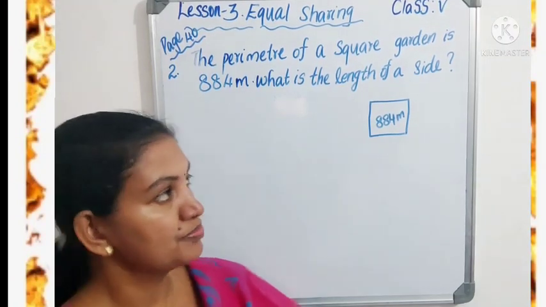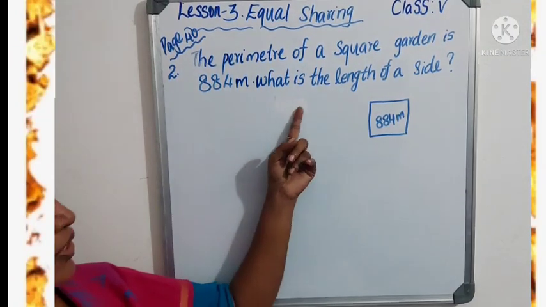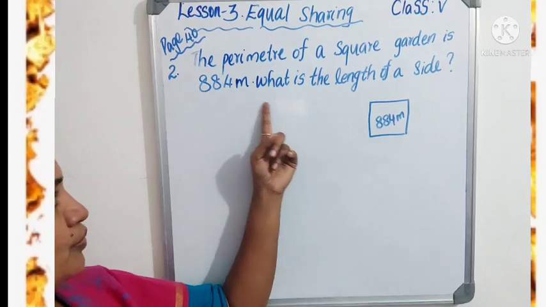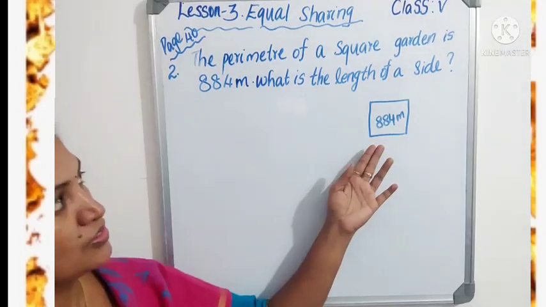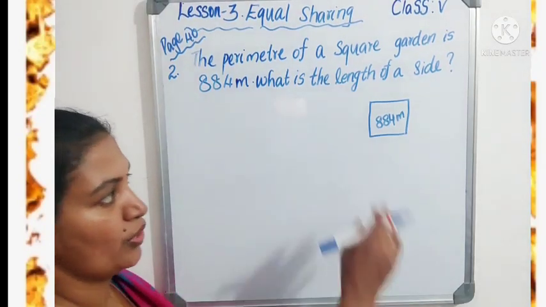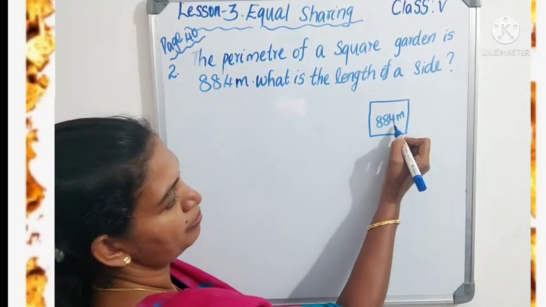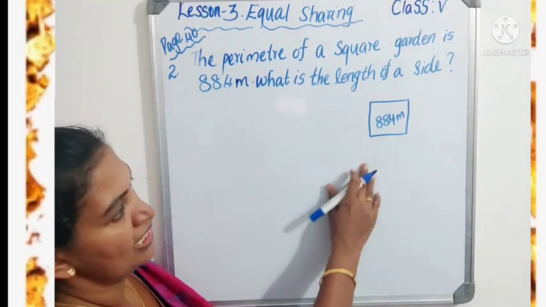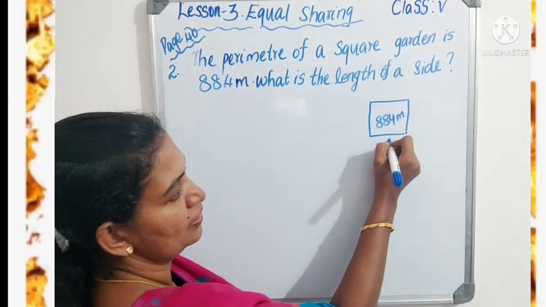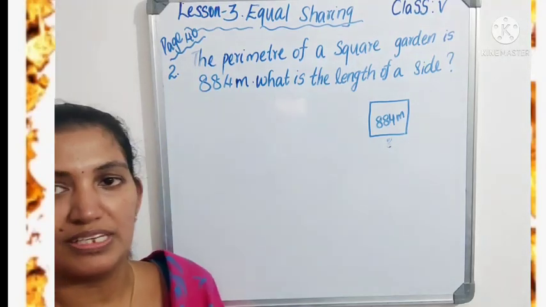Question number 2. The perimeter of a square garden is 884 meter. What is the length of a side? So the perimeter of the square garden is given. That is, the perimeter is 884 meter. What is the length of the side?